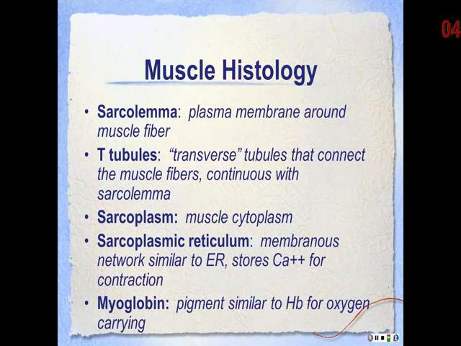The sarcoplasm refers to the muscle cell cytoplasm. Inside the muscle cells, we have a sarcoplasmic reticulum, which is a membrane network similar to the endoplasmic reticulum used to store calcium for muscle contraction. Muscle cells will have a pigment similar to hemoglobin called myoglobin that is used for carrying oxygen.